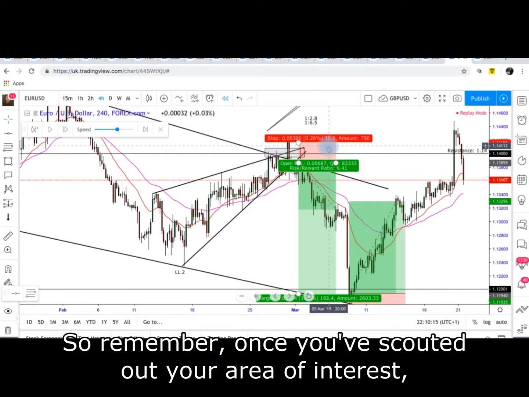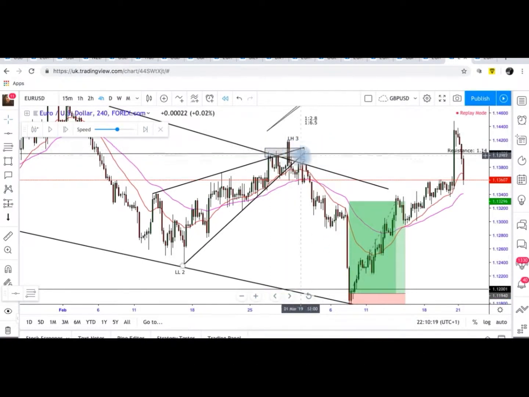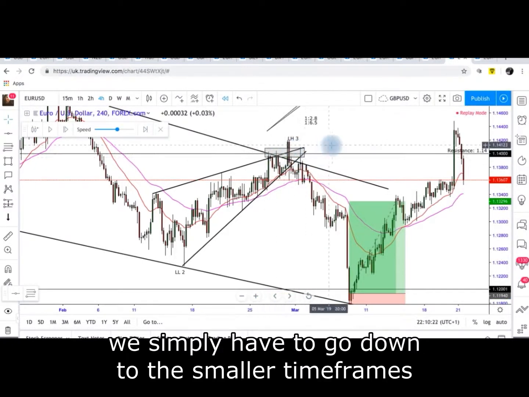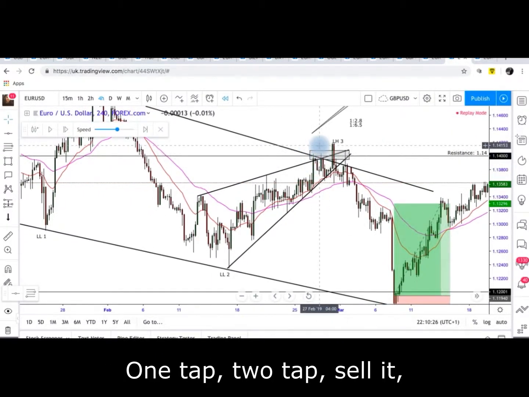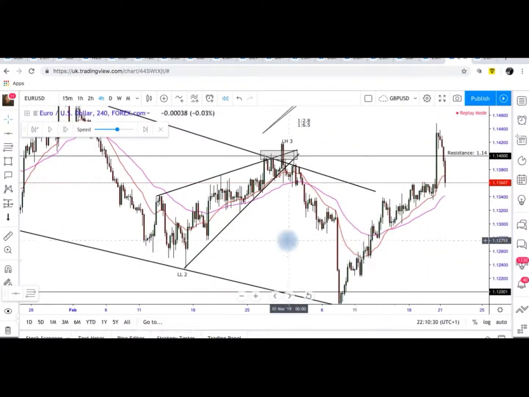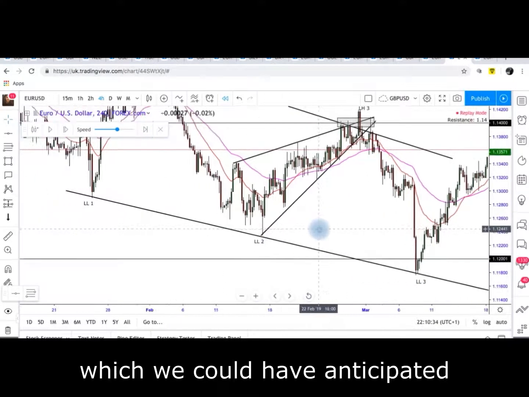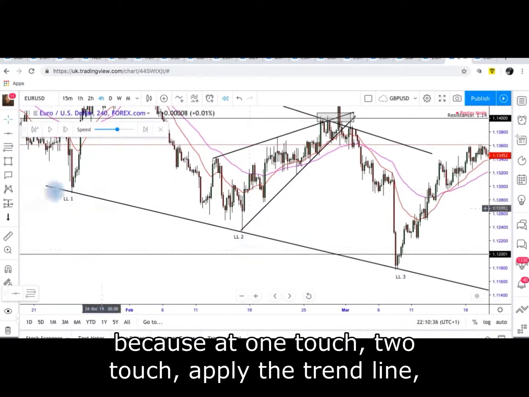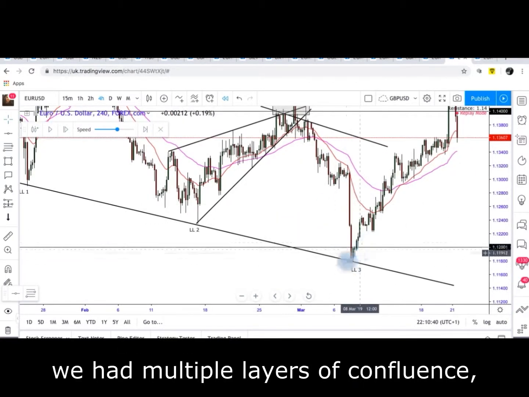So remember, once you've scouted out your area of interest, which would be this, we simply have to go down to the smaller time frames and look for that double tap. 1 tap, 2 tap, sell it. 30 pips above, give it space to breathe. And that would be your first trade, and your second trade would obviously be down here, which we could have anticipated because we had 1 touch, 2 touch, apply the trend line. We knew price was going to come down to here because we had multiple layers of confluence.